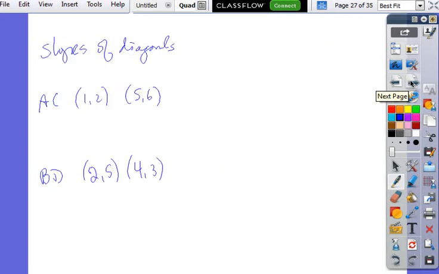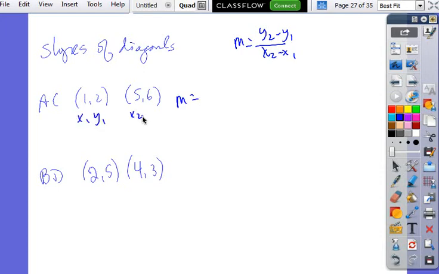Last step is the slope of the diagonals. Again, there's the formula. X1 and Y1, X2 and Y2. Both of these. So I get 5 minus, nope. 6 minus 2 over 5 minus 1, that's 4 over 4, which is 1.